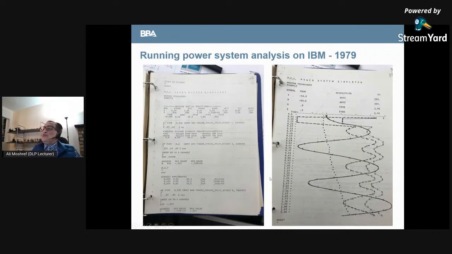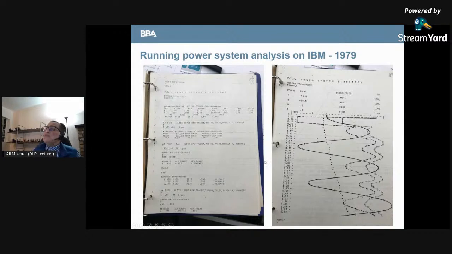And I want to show you one of my courses, which I did in 1979. This is a power system analysis course that I did at McGill University in Montreal. And some of you, again, may be familiar with the software tool called PSSE or PTI, Power Technology. This is the output we used to have.